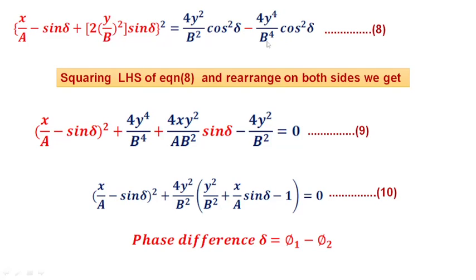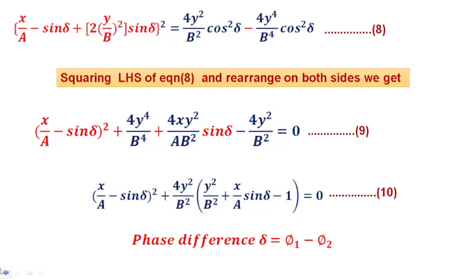Squaring this equation, that is the left hand side, and rearranging on both sides, we get (x/a − sin δ)² + 4y⁴/b⁴ + 4xy²/(ab²) sin δ − 4y²/b² = 0. This is equation 9. That is (x/a − sin δ)² + 4y²/b² (y²/b² + (x/a) sin δ − 1) = 0. This is equation 10.